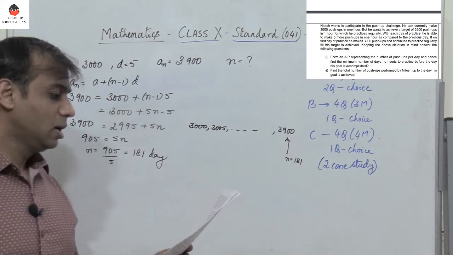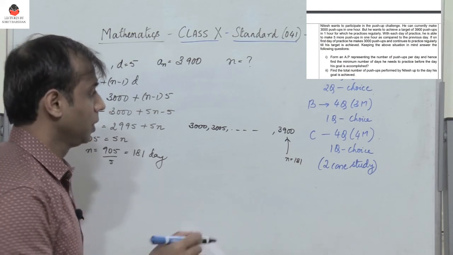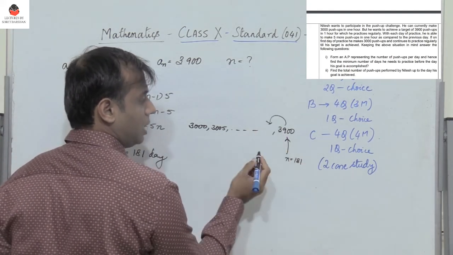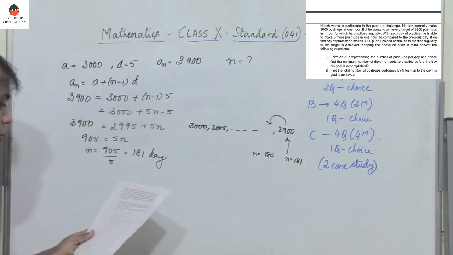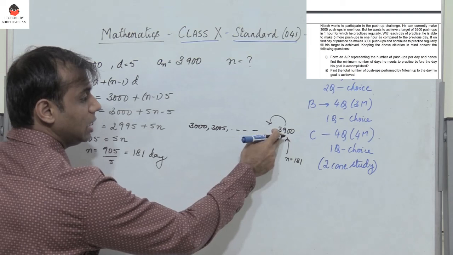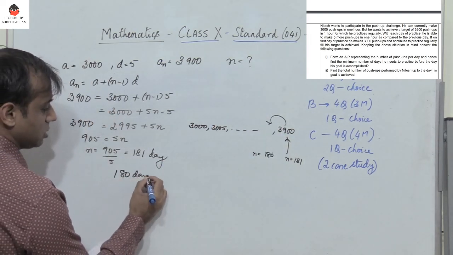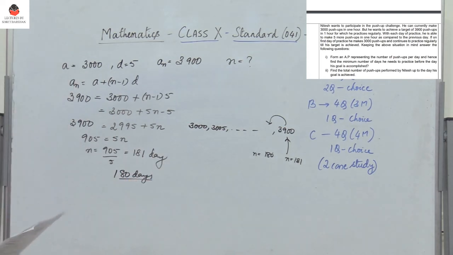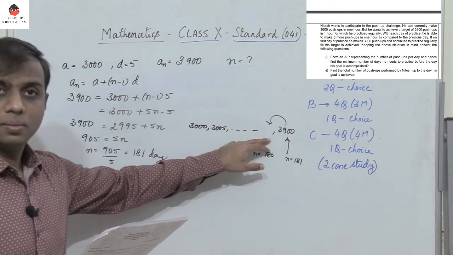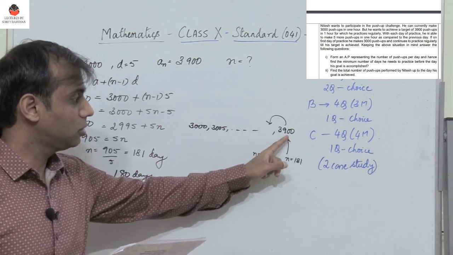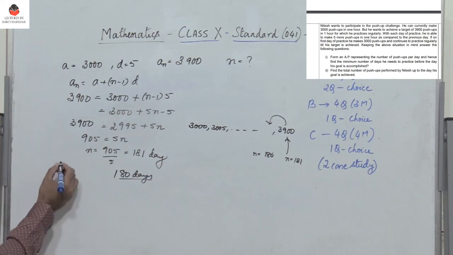So here what is required? Find the minimum number of days he needs to practice before the day his goal is accomplished. So a day before is going to be n minus 1, which is 180 days. So one day before he achieves 3900 is going to be 180. So it's going to be 180 days. So this is a small trick here. So you have to be careful and read the question correctly. So this is the answer for the first one.